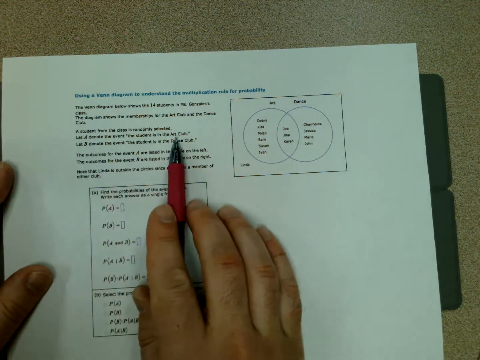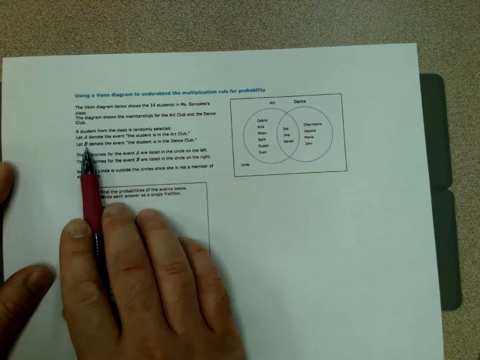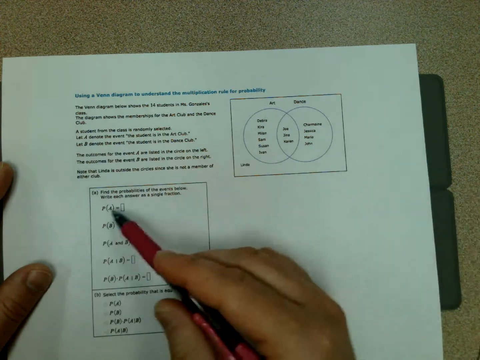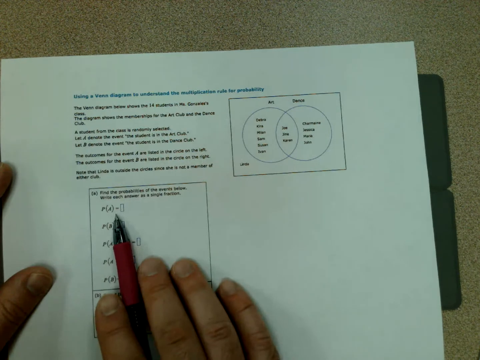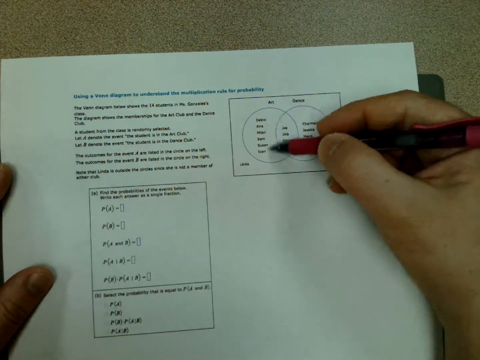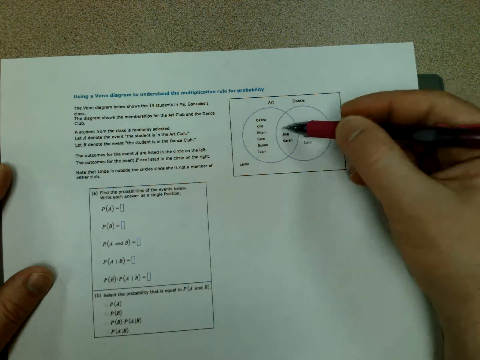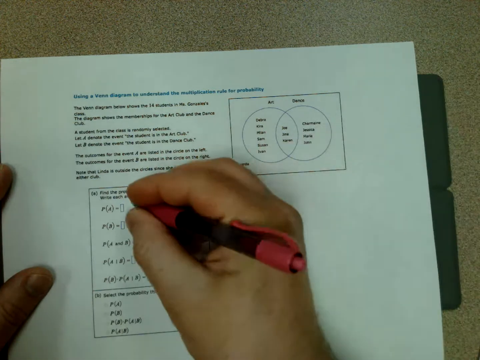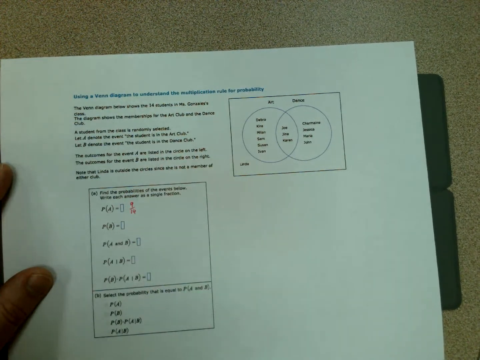Alright. So we got art and dance here. Art is event A, and then event B is the dance club. So probability of A, remember, is how many people fit our category divided by the total number of people, which in this case is 14. So how many people are in art club? I have 2 parts of the circle: the individual art club and the combined art and dance group. So 1, 2, 3, 4, 5, 6, 7, 8, 9. So I have 9 out of 14 for probability of A.